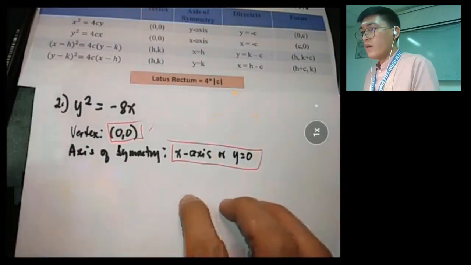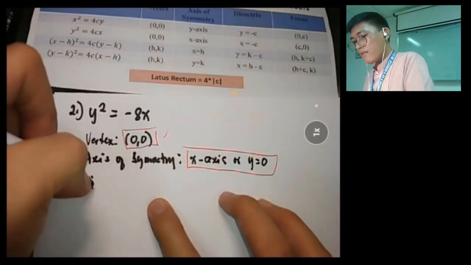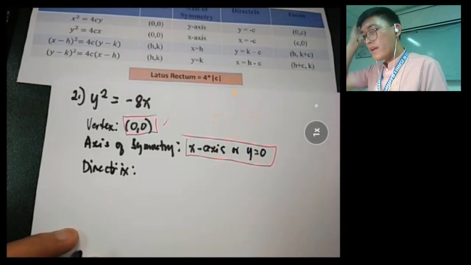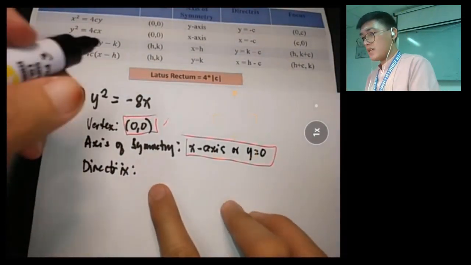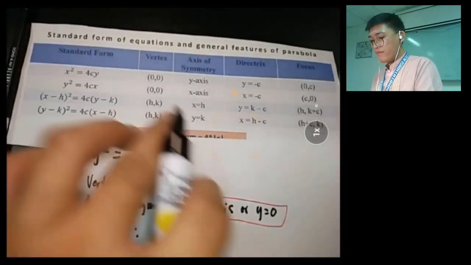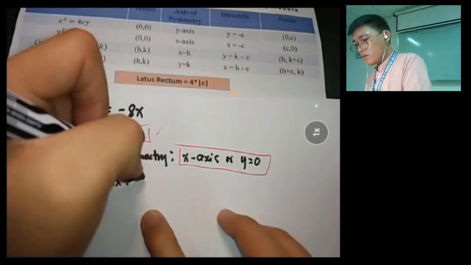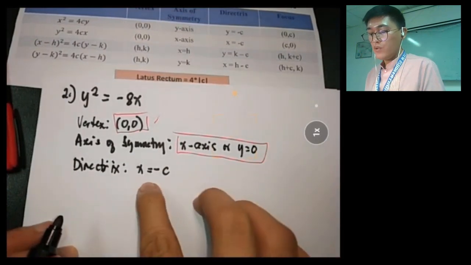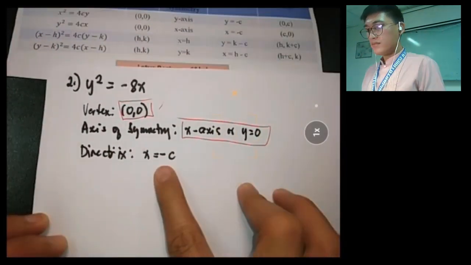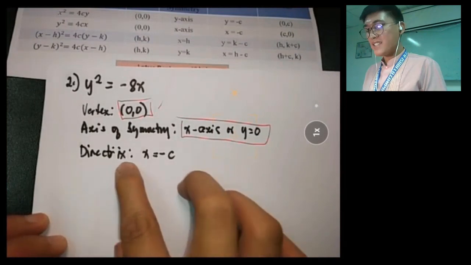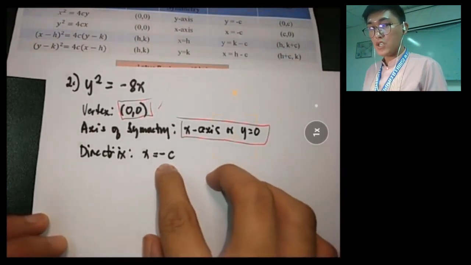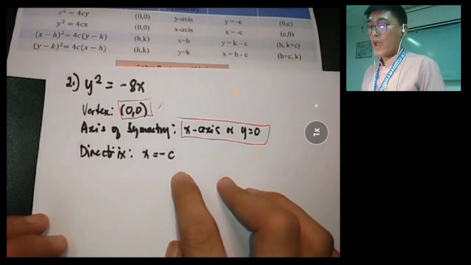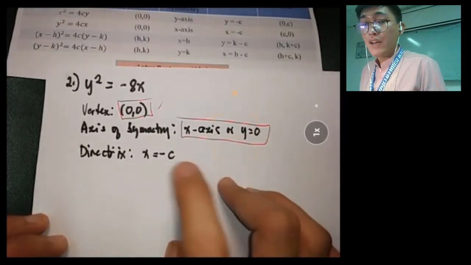Okay, for the directrix, we have x is equal to negative c. So we have here the directrix, x is equal to negative c. This equation is x equal to negative c, different from the example number 1. But what we have to do is to get again the value of c.